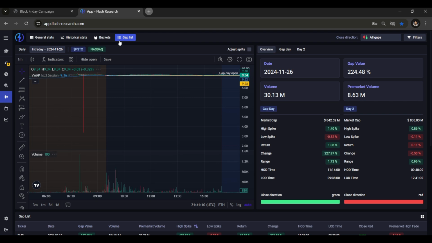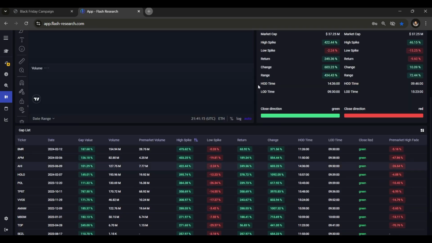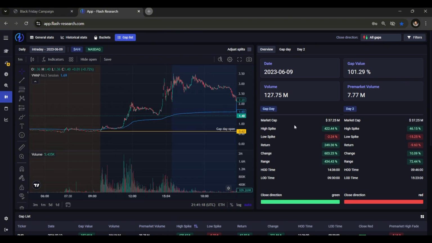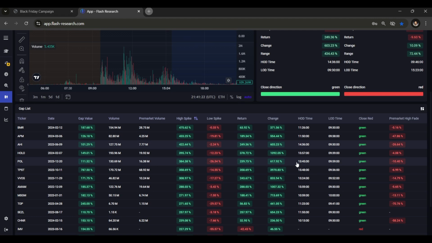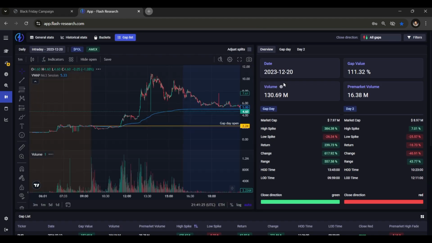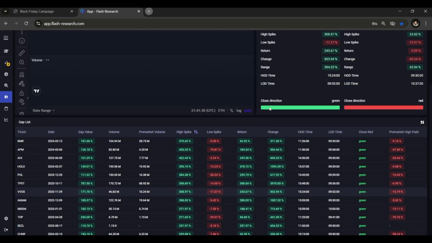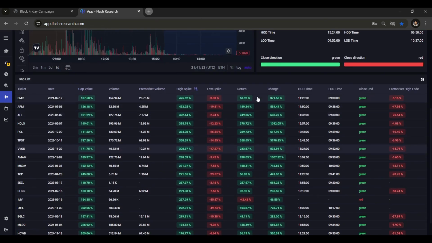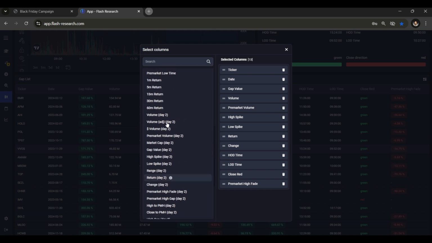The gap list is basically what we showed before. Well, this one is a rare misprint. The gap list is where we are going to come to check all those charts one by one, to see the price action and analyze with a more discretionary point of view what happened and what we can expect. We can sort that list among high spike, low spike, return, whatever we want, and we can also add more and delete some to match our needs.